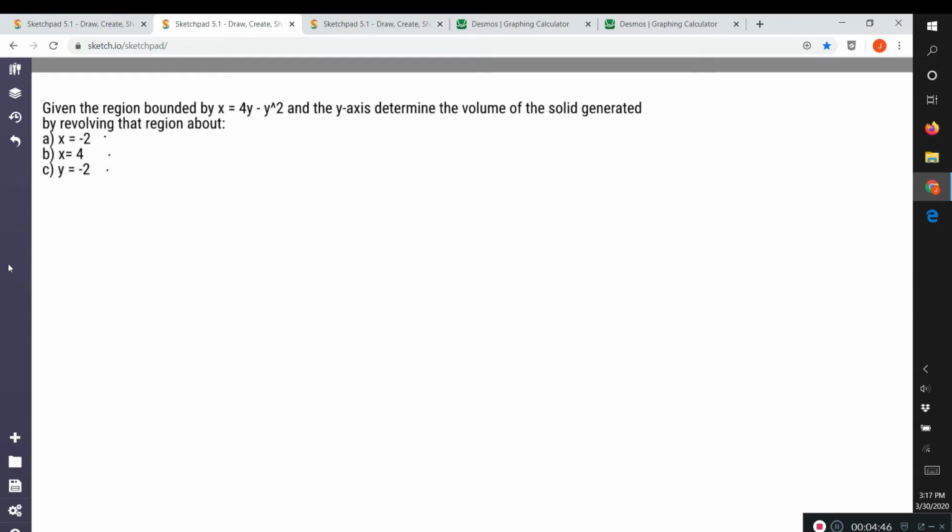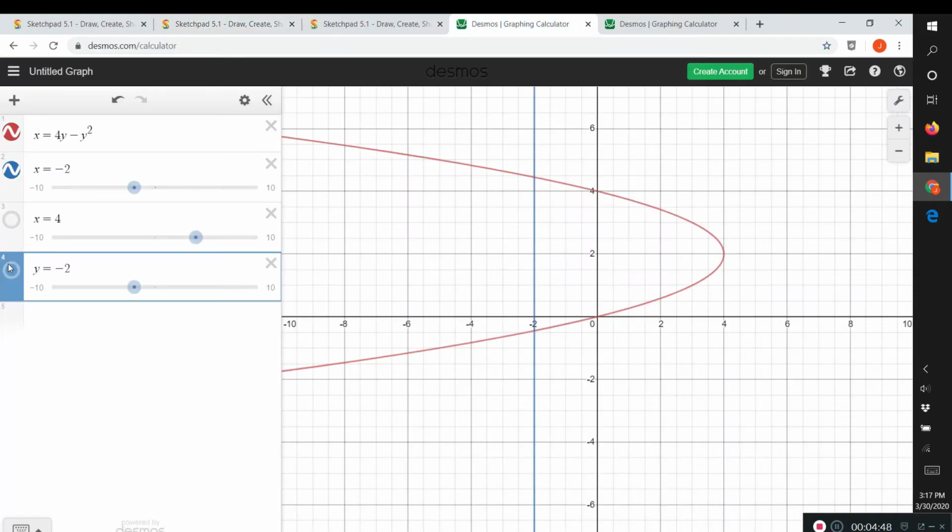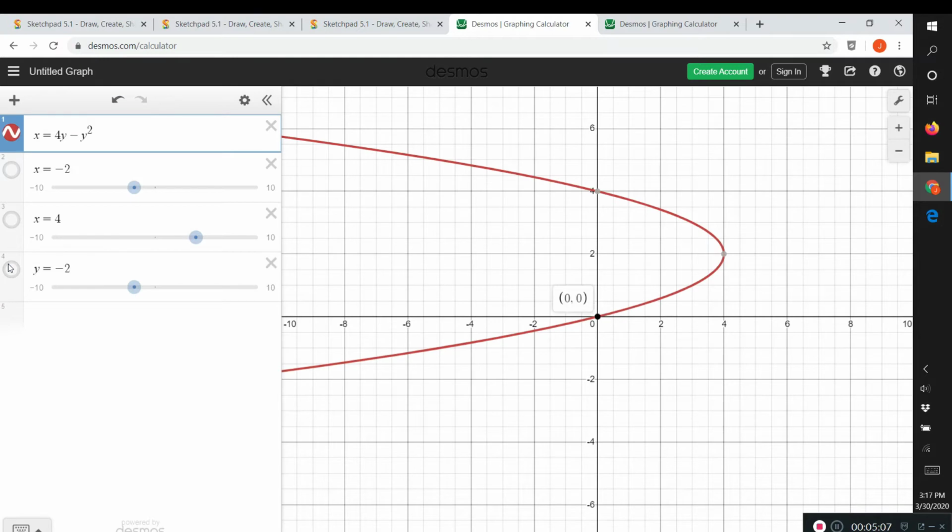So let's get an idea what this looks like using Desmos. This is the line x equals 4y minus y squared, and it's a leftwards opening parabola. And we want the region as defined by the y-axis and that curve. So between 0 and 4, let's check to make sure those are correct. If we put those on the Desmos, 0, 0, and 0, 4, yes, those are correct.